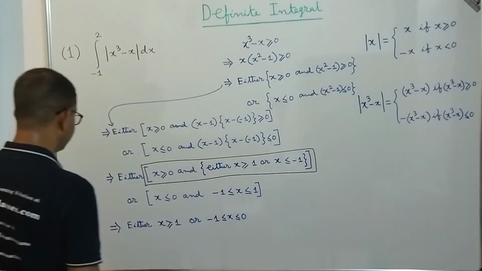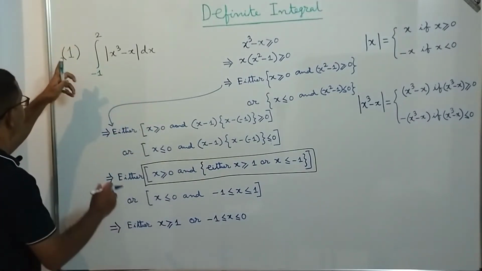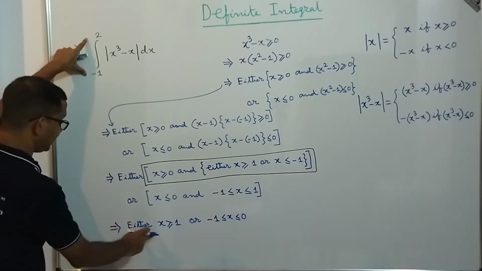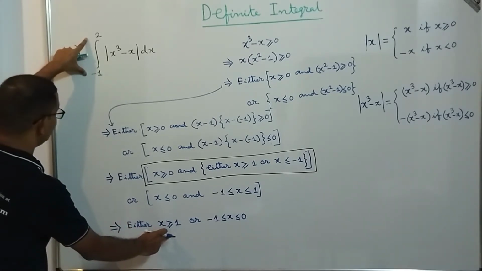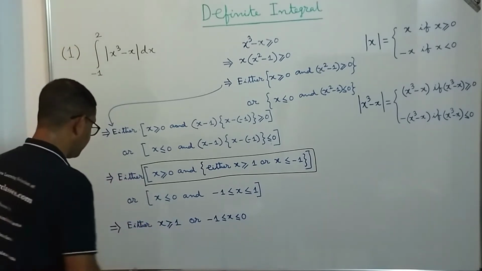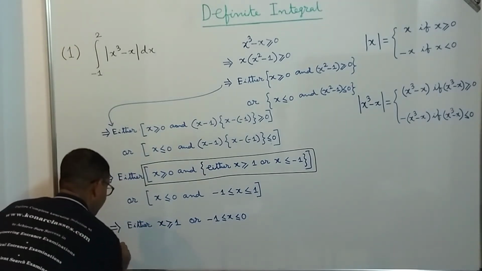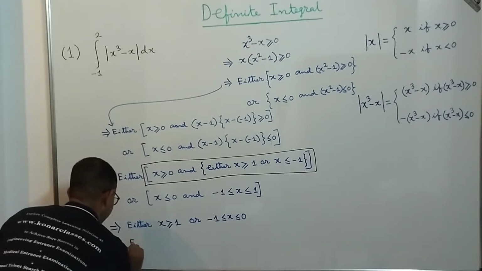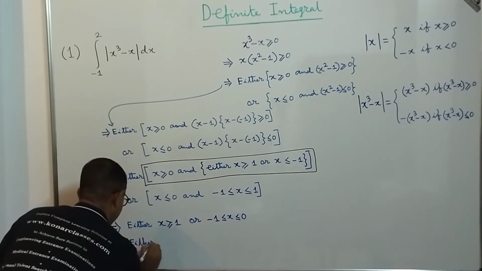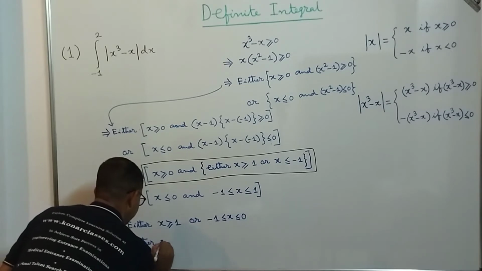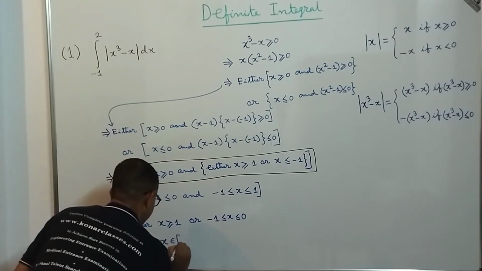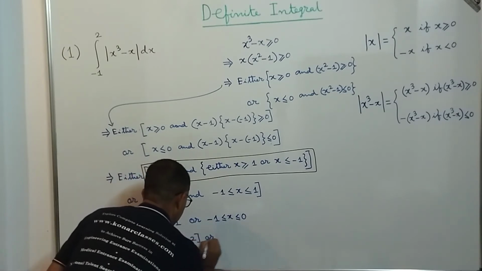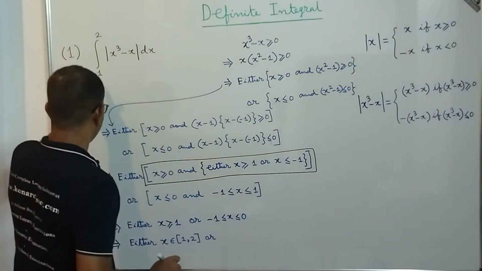So what we get here, now let's concentrate on the interval minus 1 to 2. When we say that x is greater than or equal to 1, we can say between 1 and 2. So from here we can say, let me write it here, this implies either x belongs to the closed interval 1 comma 2, or what we can say is that minus 1 to 0.